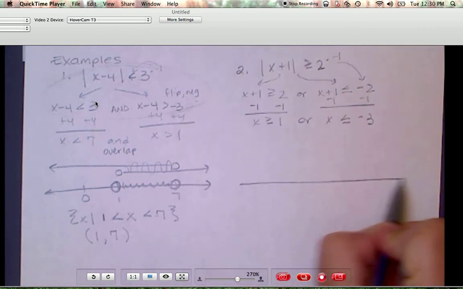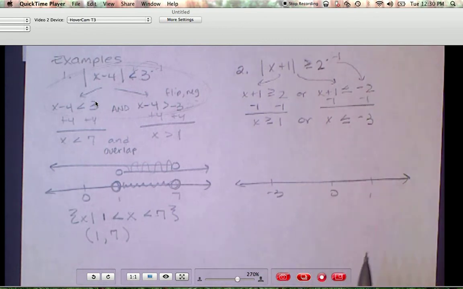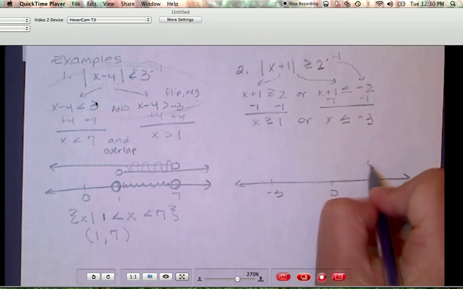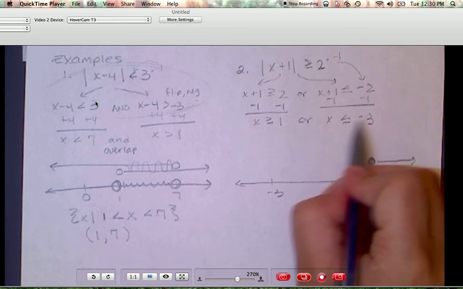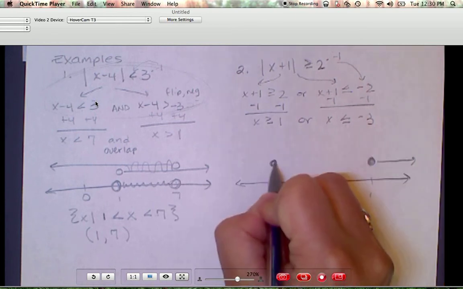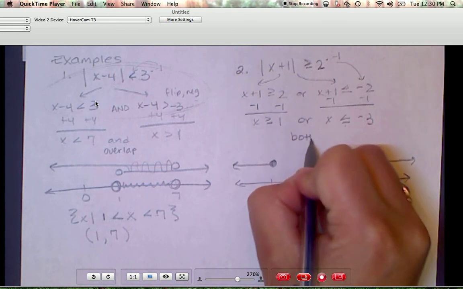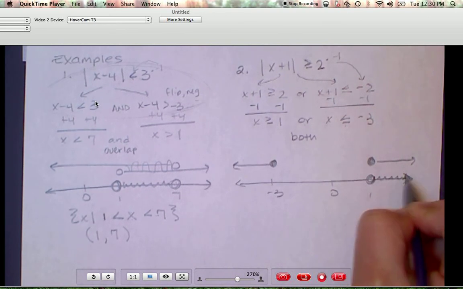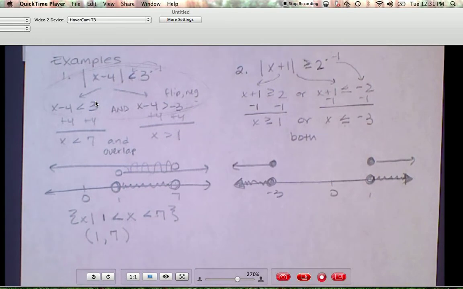Make your number line. We've got a -3, a 0, and a +1. X is greater than or equal to 1. Greater than or equal to 1. Less than or equal to -3. Or tells us the keyword's going to be both. So we bring both of these down to our final graph. Like that.